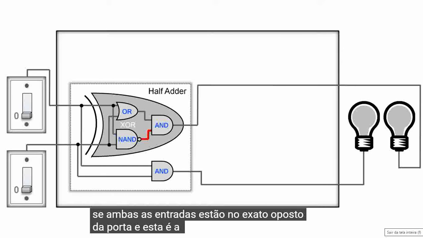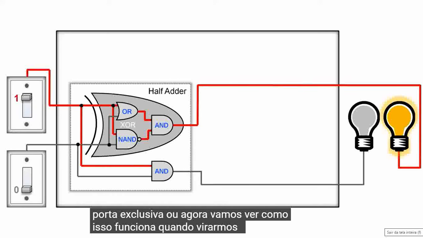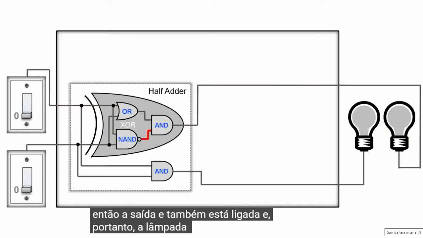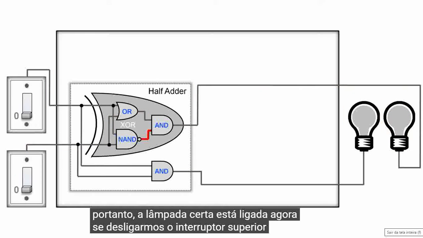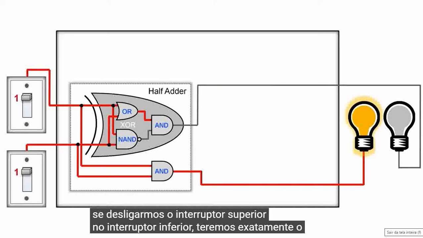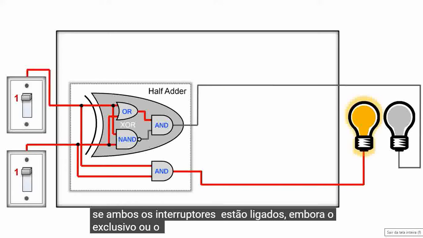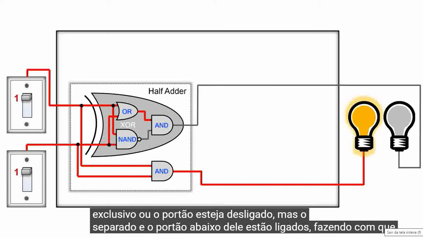Now let's see how this works when we turn just the top switch on. The OR output in the exclusive OR gate is on, and the NAND output is on, so the AND output is on as well, and therefore the right light bulb is on. Now, if we turn the top switch off and the bottom switch on, we'll get the exact same result. If both switches are on, though, the exclusive OR gate is off, but the separate AND gate below it is on, causing the left light bulb to be on. In other words, 1 plus 1 equals 10.